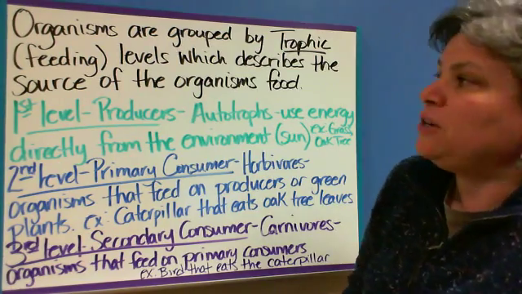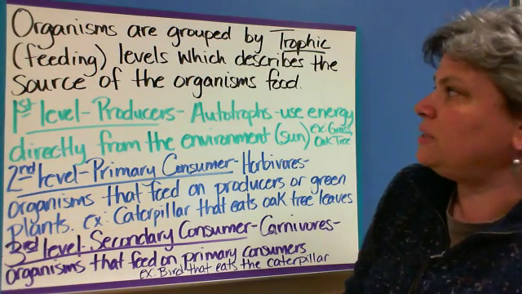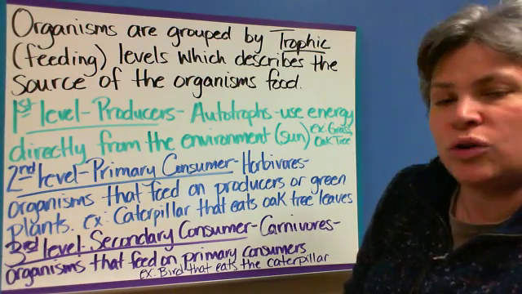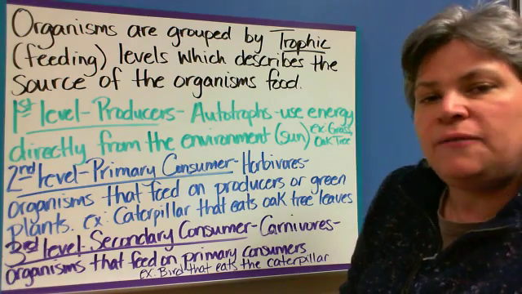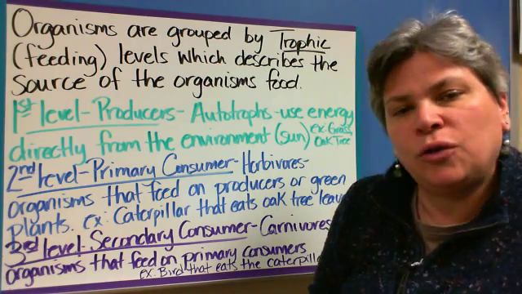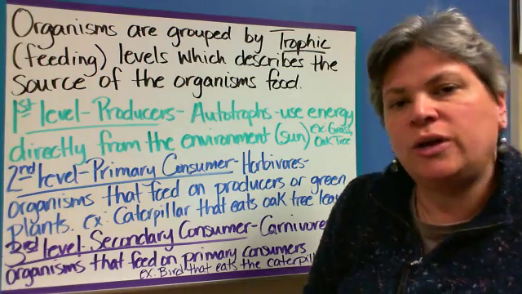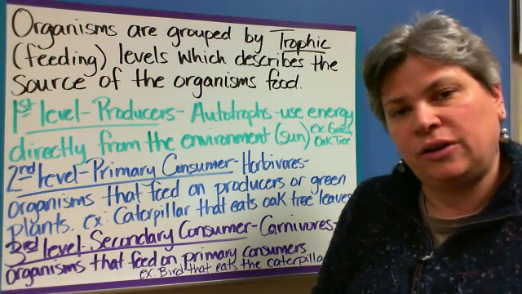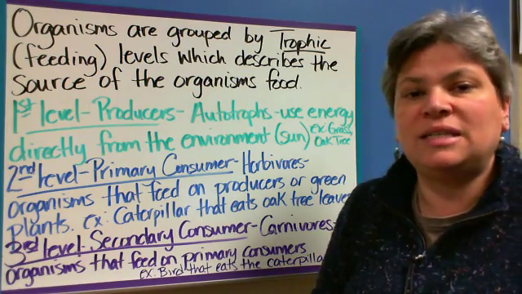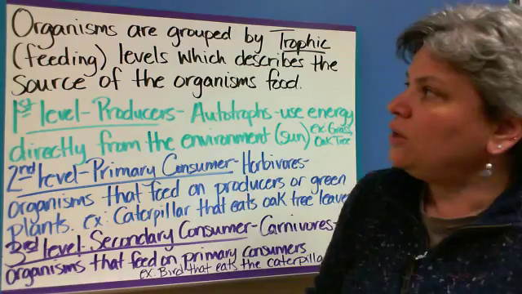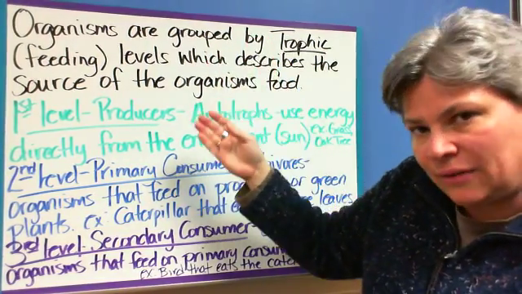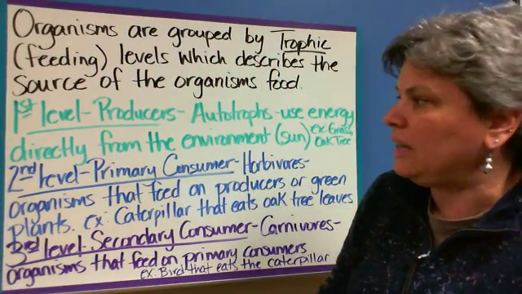Organisms are grouped by trophic or feeding levels, which describes the source of the organism's food. If you remember, that suffix troph meant feeding. So an autotroph is a self-feeder. A heterotroph is a different or other feeder. So when we talk about trophic levels, we're talking about feeding levels.